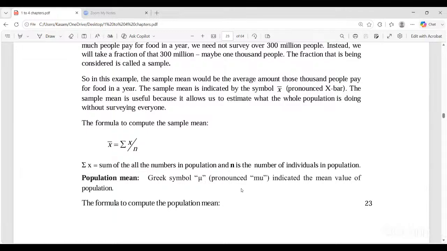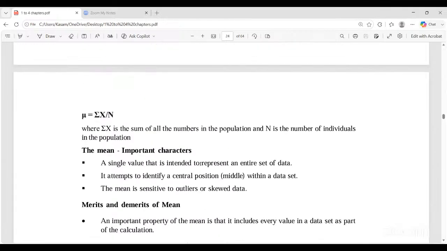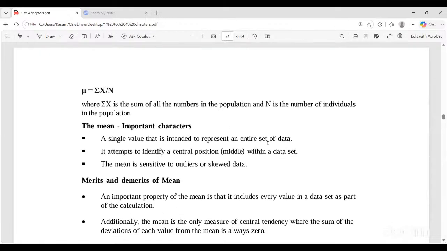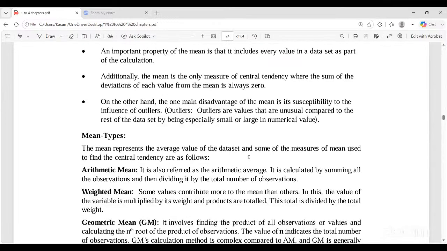The Greek symbol mu represents the value of the population mean. Mu is the summation of x by n, where summation of x is the sum of all the individual values of the population. It is a single value that represents the entire set of data. You have to study the merits and demerits of the mean here.